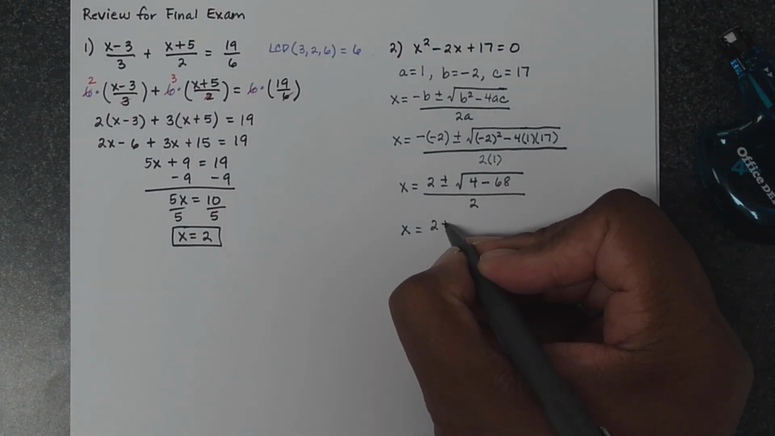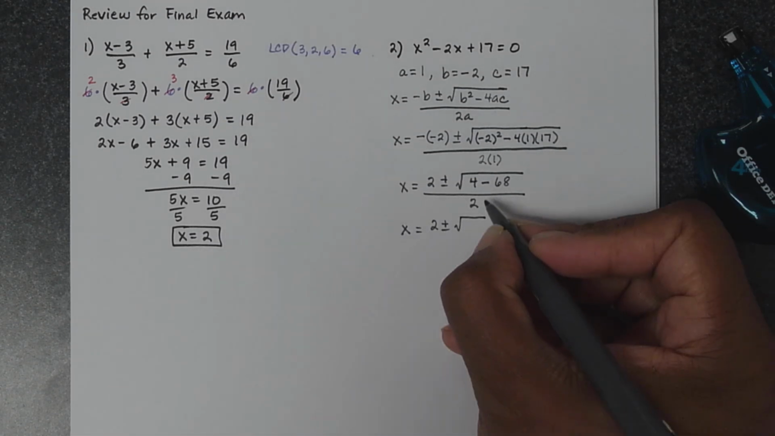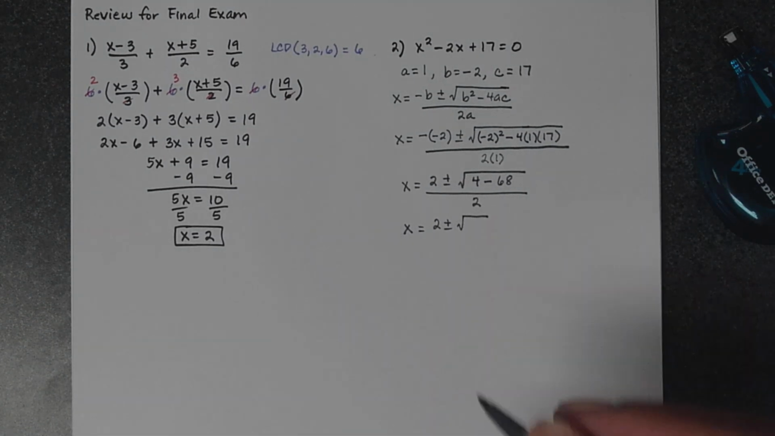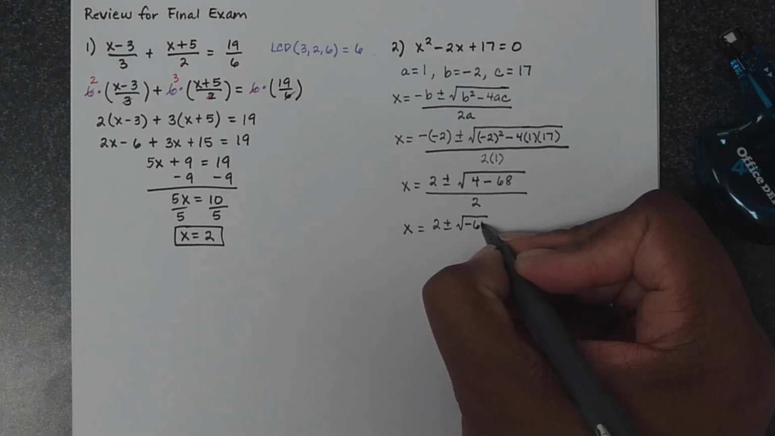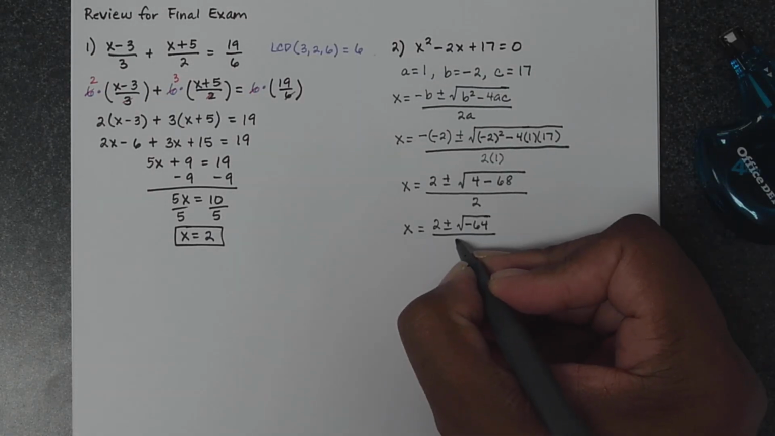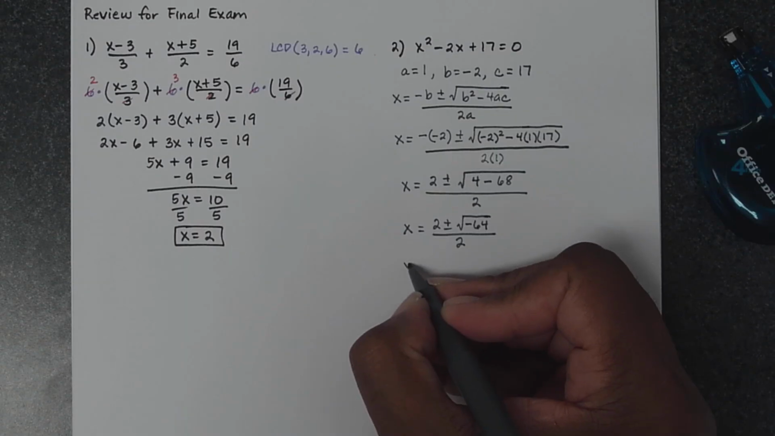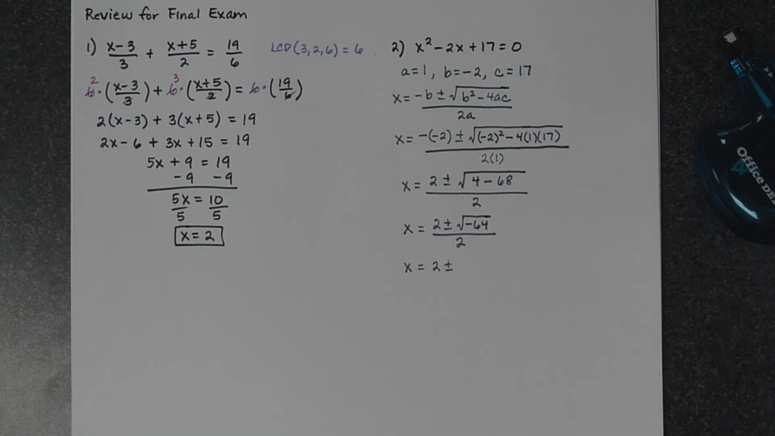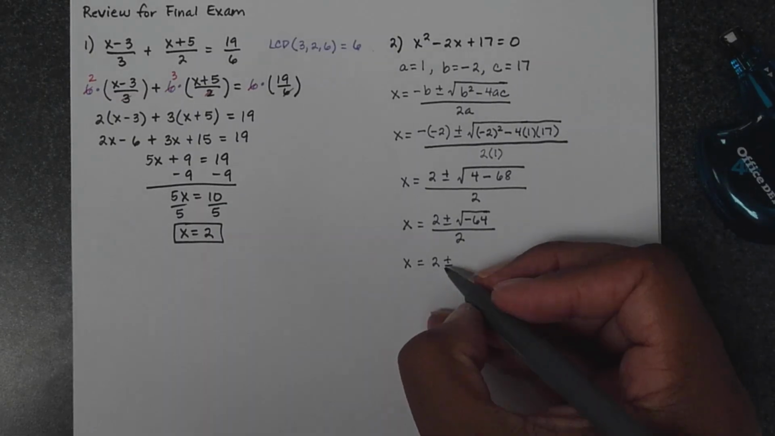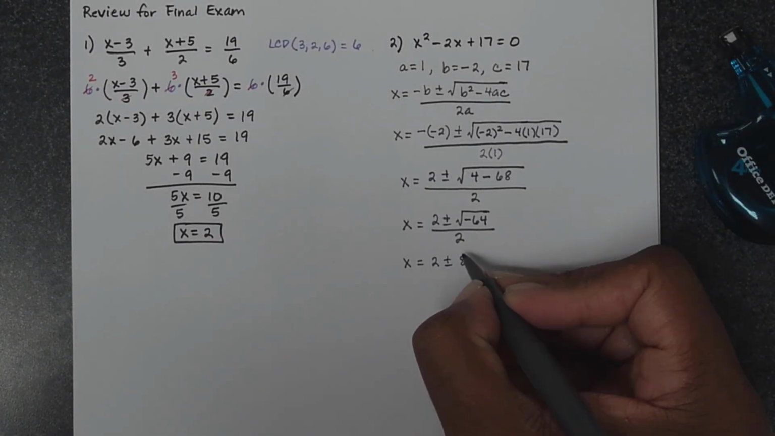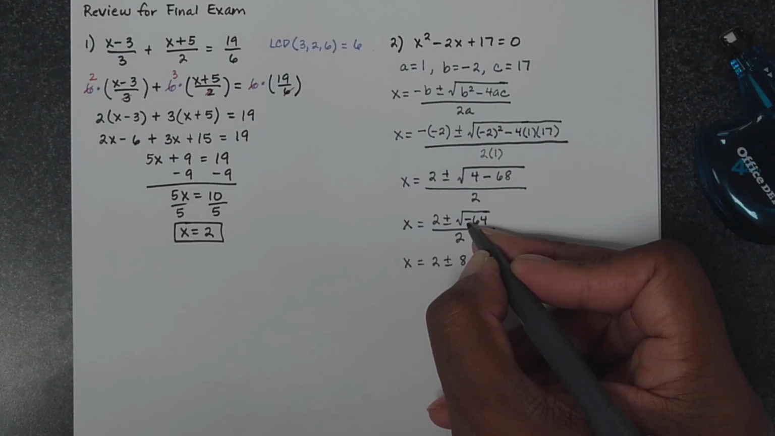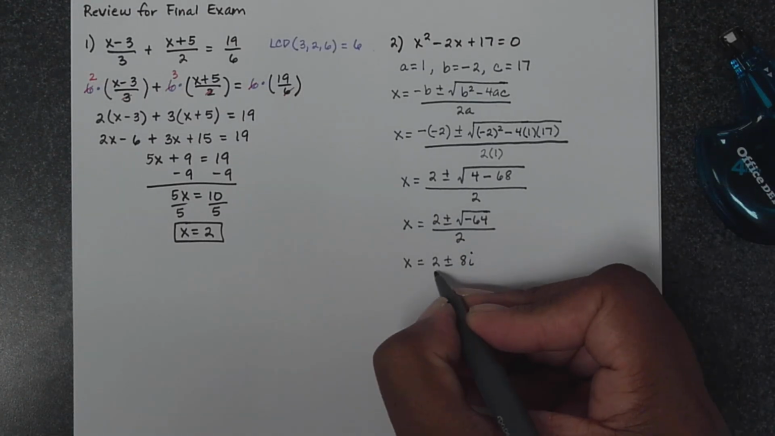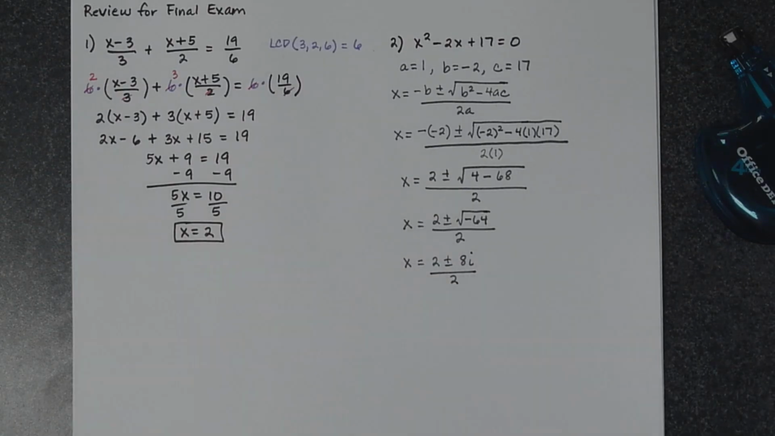Bring down the 2 plus or minus the square root of 4 minus 68, which would be -64, and this whole thing would be divided by 2. Now, if you take the square root of -64, well, the square root of 64 is 8, because 8 times 8 gives me 64. But the negative sign means that there's a -1, and the square root of -1, if you recall, would be i. So I have 2 plus or minus 8i divided by 2.